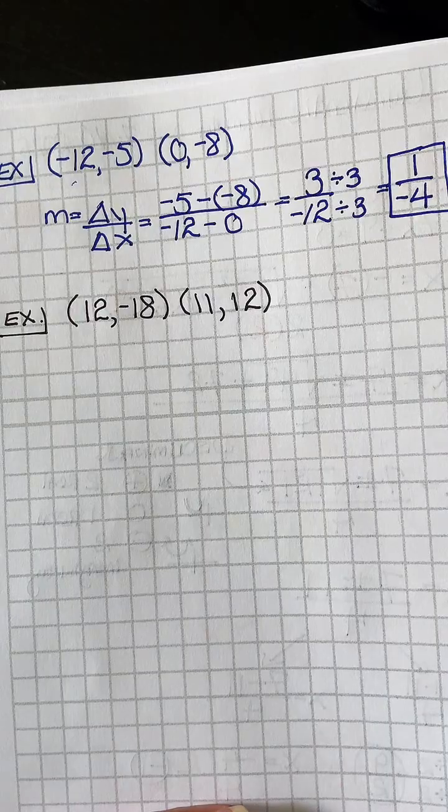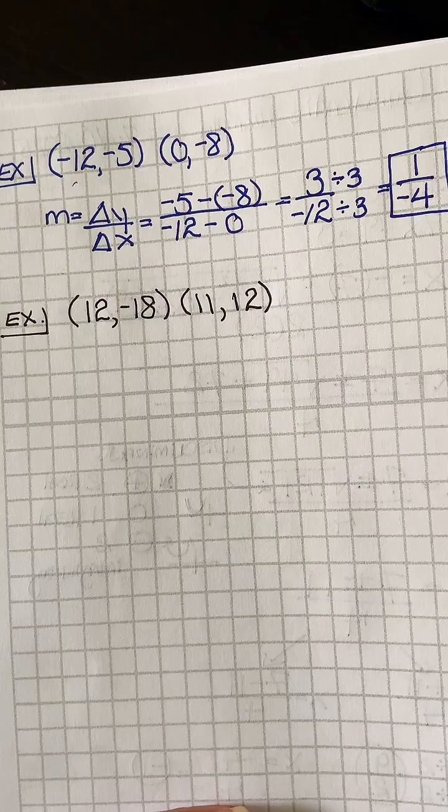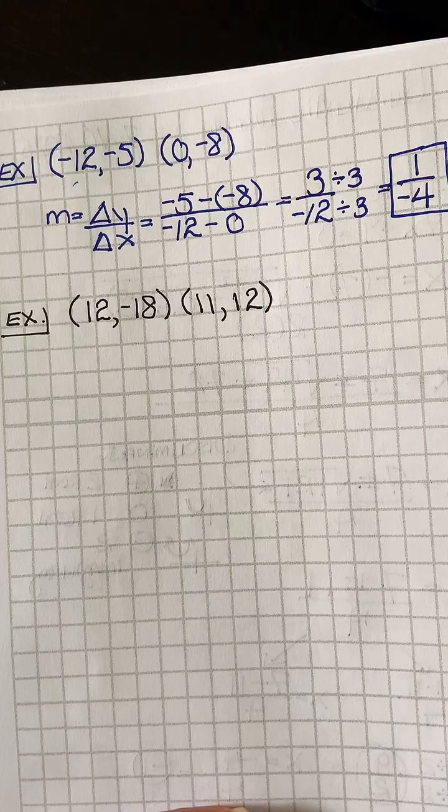Can you do the negative first? What, for the -1/4? Yes, you can do the negative first. So that means you're going to go down 1 and then to the right 4. Or if you want the 4 to carry the negative, you can go up 1 but to the left 4.